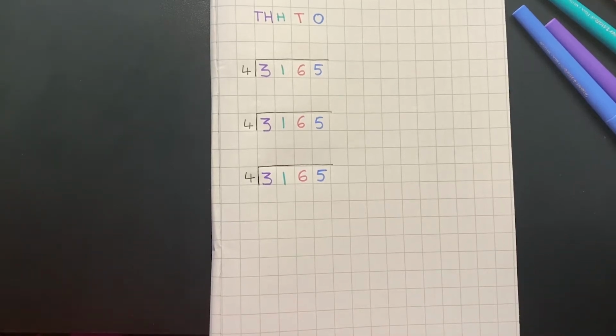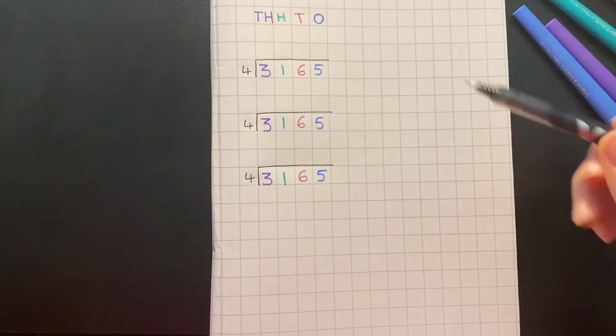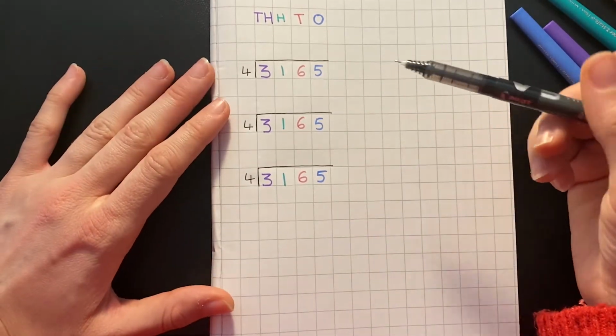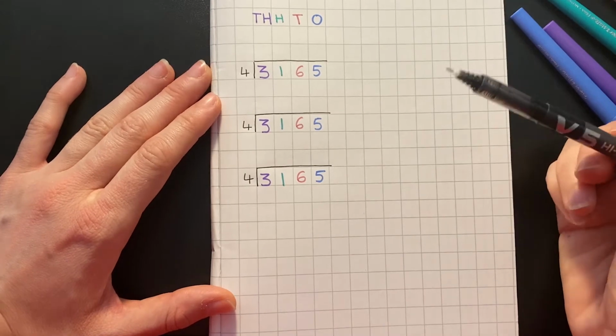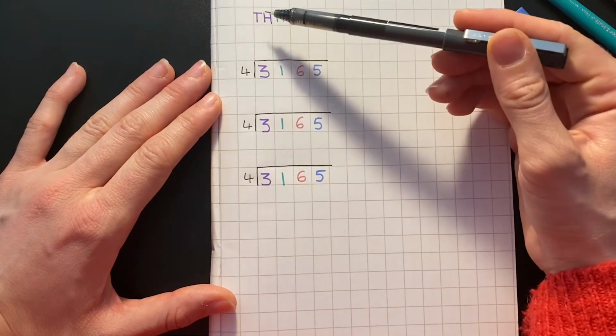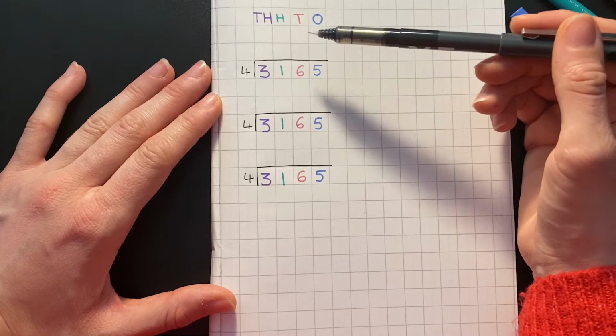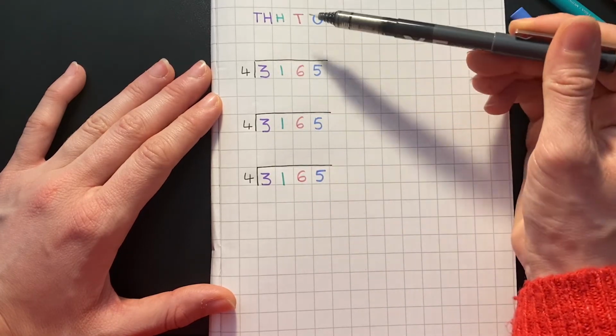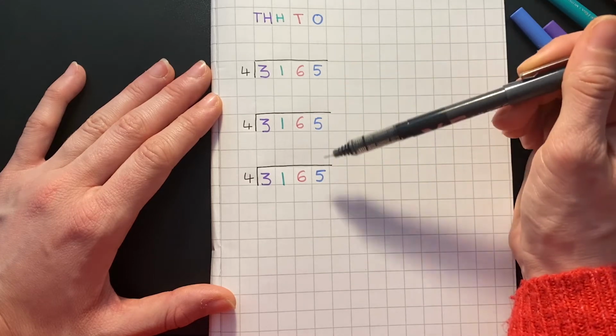This is how you do bus stop method with remainders as a remainder, as a decimal, and as a fraction. We have the same question here for all three because I want to show you the same example, but showing the remainder in a different way. As always, we have color-coded our place value: thousands in purple, hundreds in green, tens in pink, ones in blue.